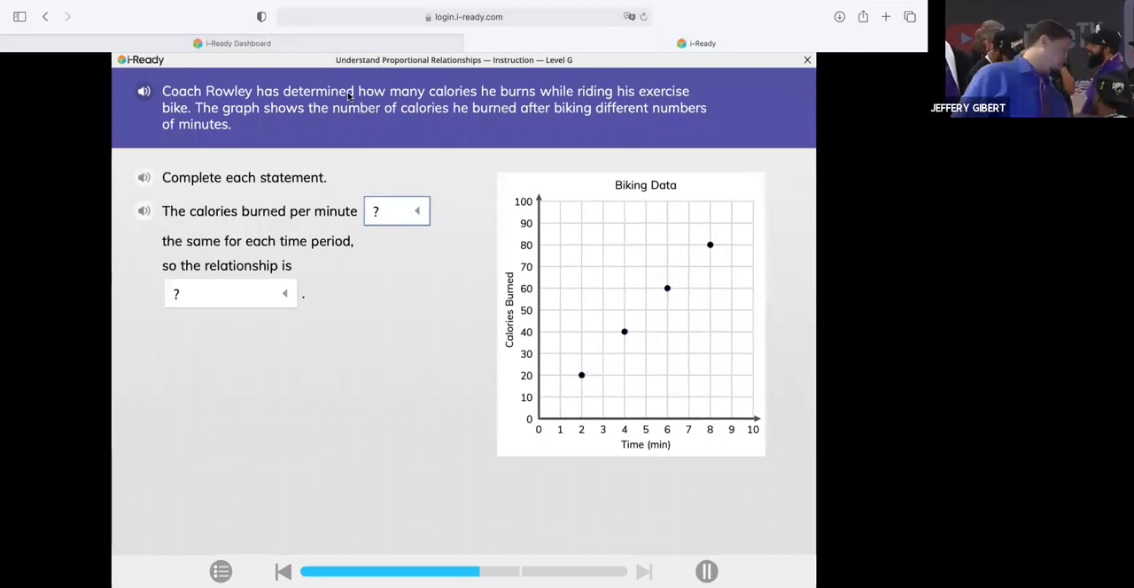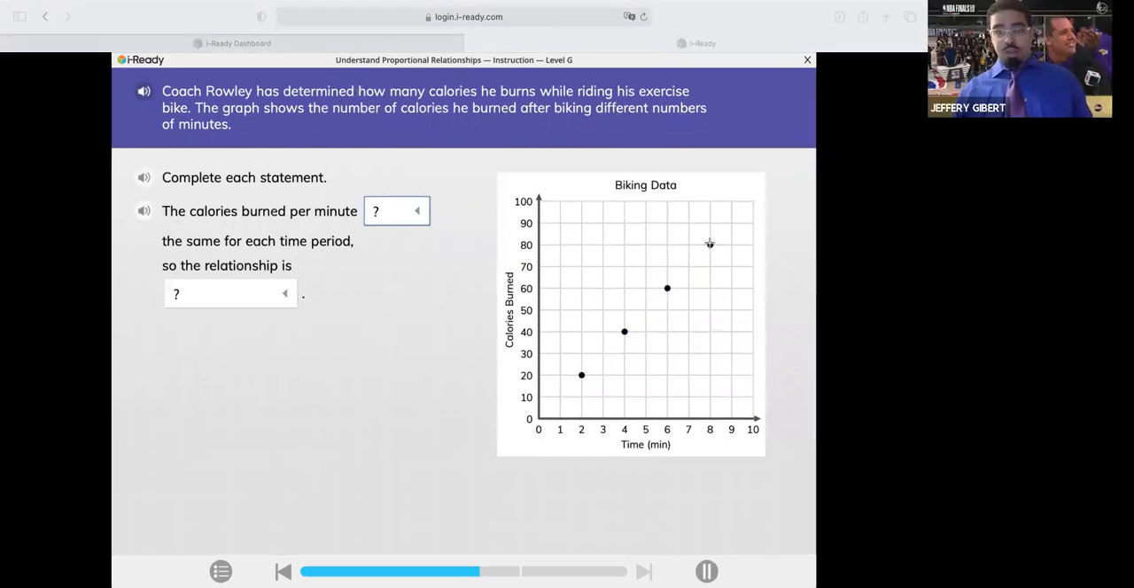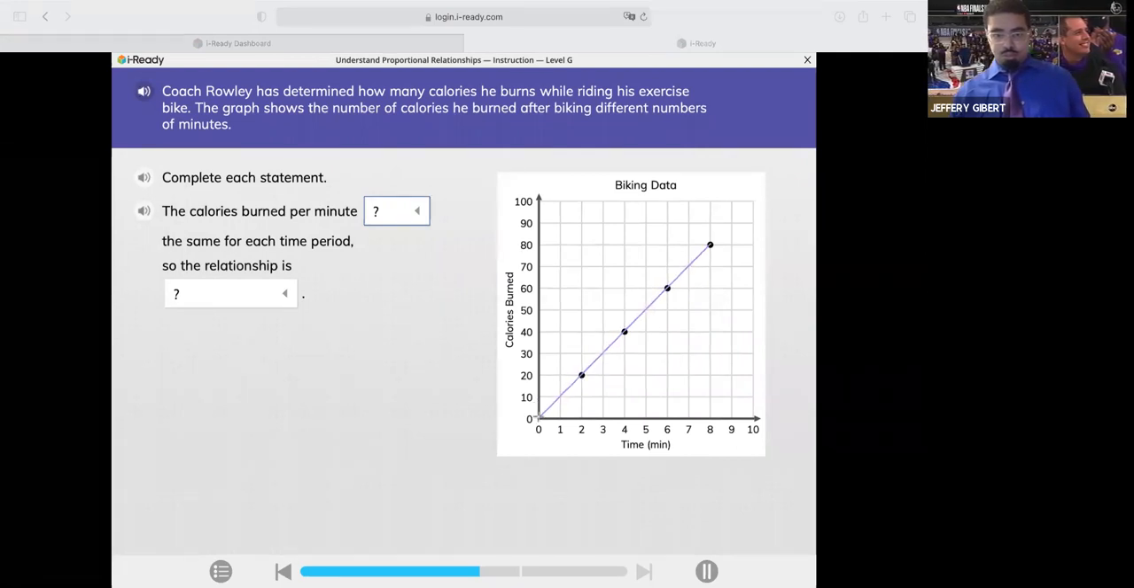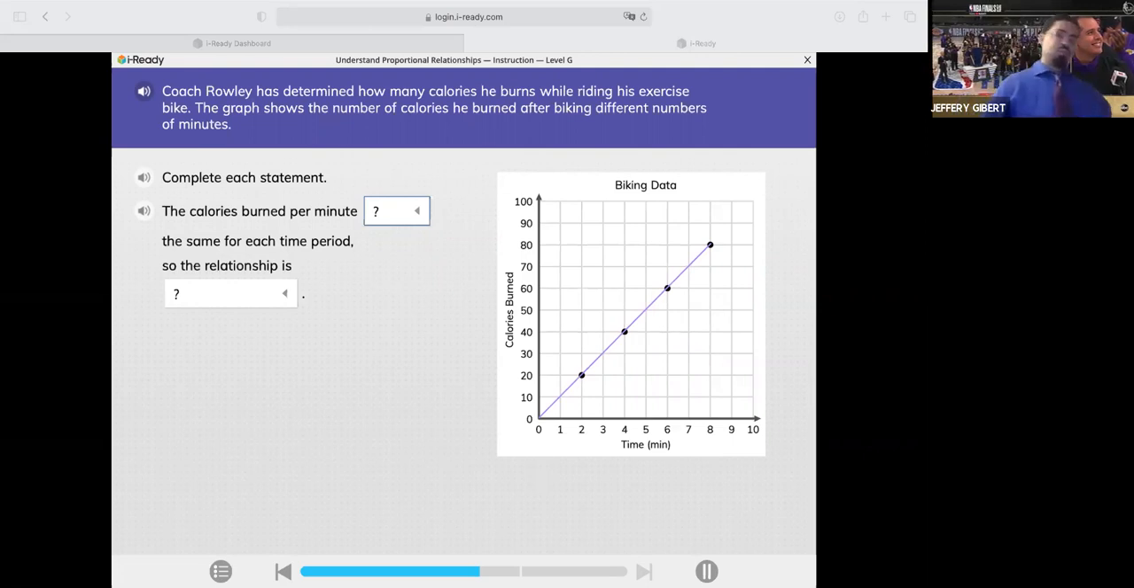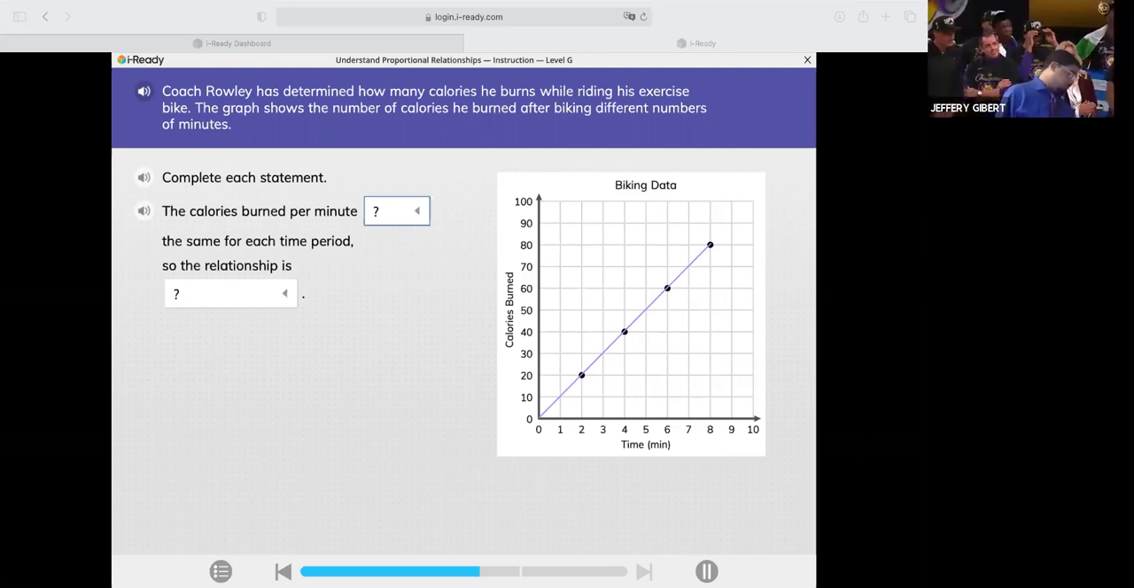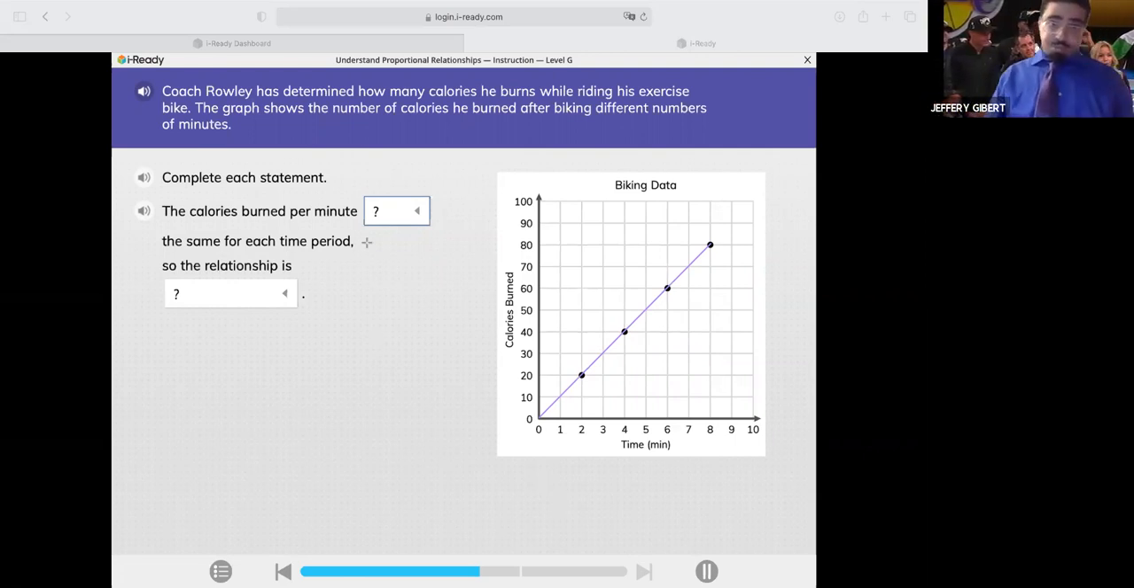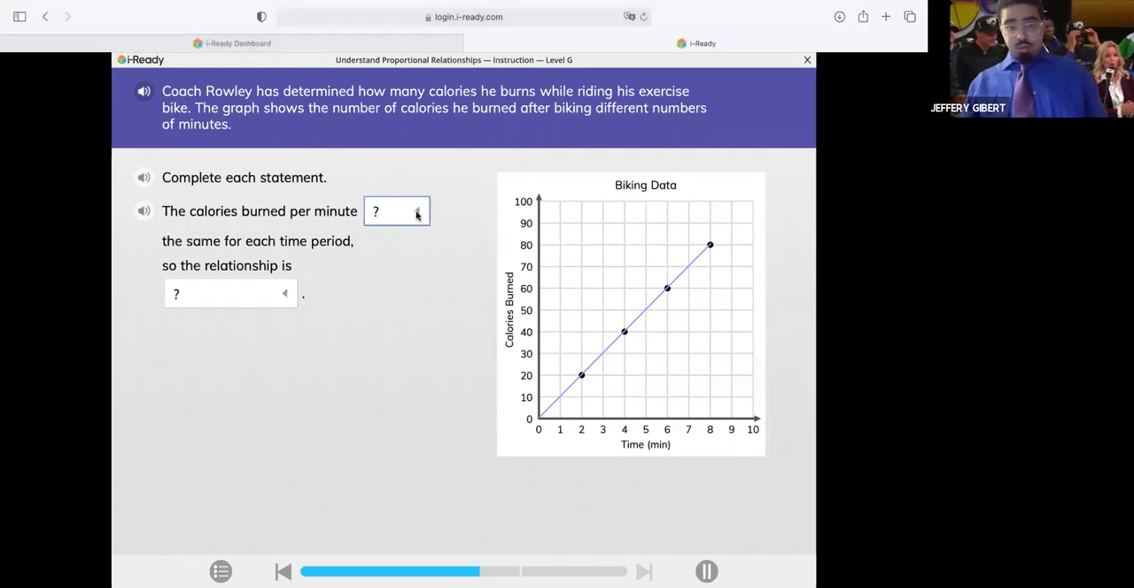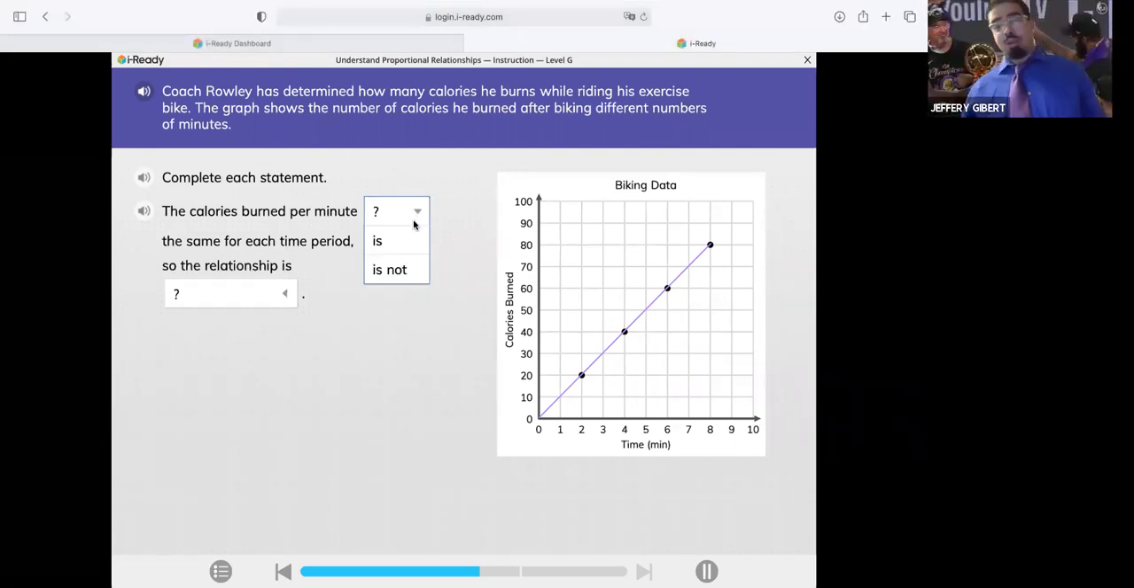All right, Kayla. So on this one, is the calories burned per minute the same or not the same? All right, how'd you know it's the same? Because they're all the same. Like without doing any math, how would you know that they're the same?